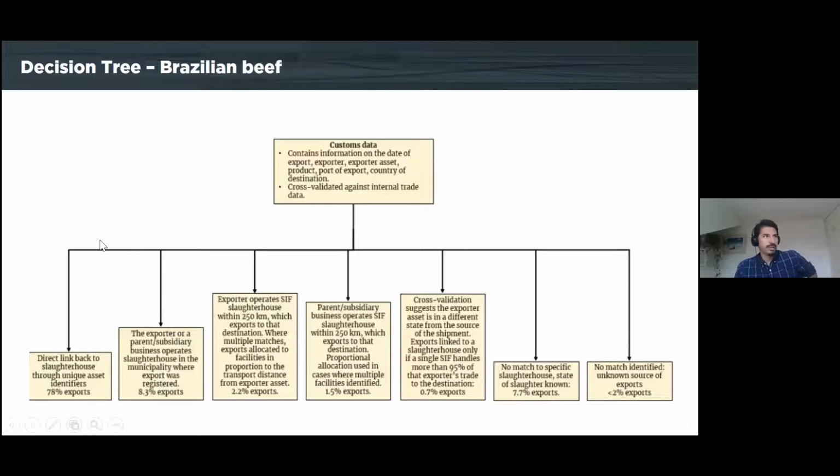In the case of beef, for example, in the customs data, we can link directly to the slaughterhouse by a unique asset identifier, a unique code, for 80% of the exports from Brazil. And for about 8%, we know that the parent or subsidiary business of the exporting company operates a slaughterhouse in a given municipality. So I would say that about 85% in the case of beef, back to the slaughterhouse, is pretty data driven. As I said, it's just bringing the data together and making it more digestible for visualizing it.